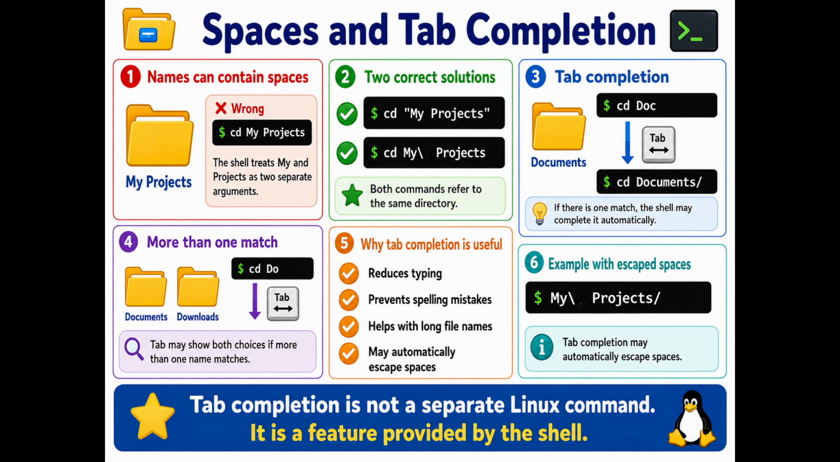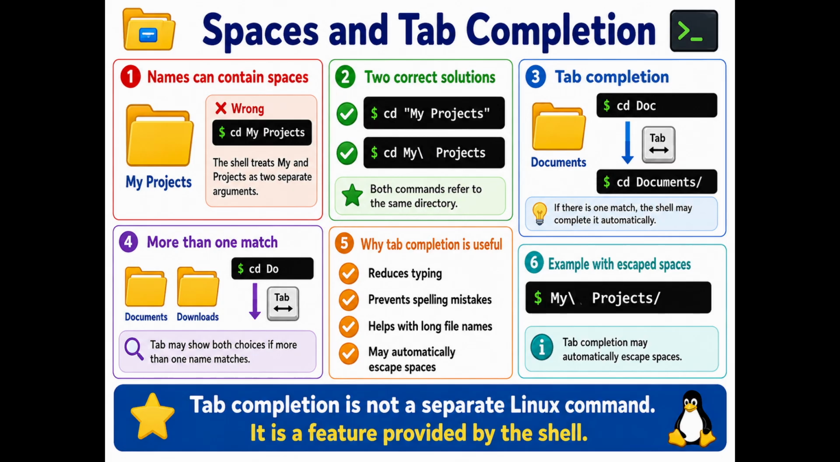Chapter 12: Spaces and tab completion. Linux file and directory names can contain spaces. Suppose a directory is named My Projects. This command will not work correctly: cd My Projects. The shell sees the space and treats My and Projects as two separate arguments. One solution is to use quotation marks: cd "My Projects". Another solution is to escape the space with a backslash: cd My\ Projects. Both commands refer to the same directory.